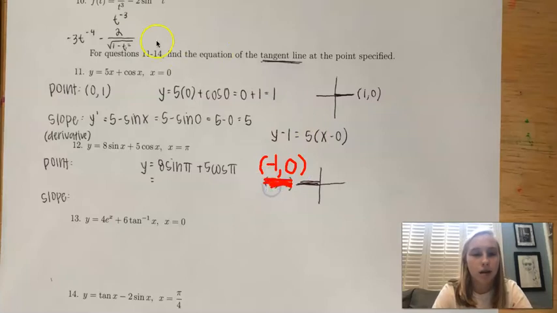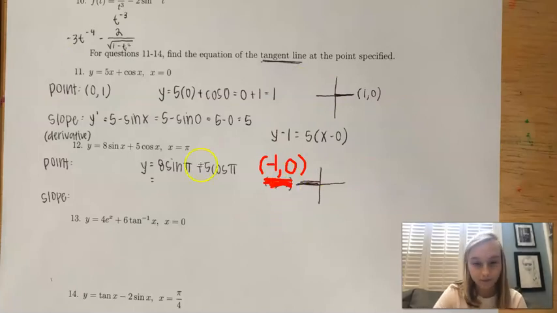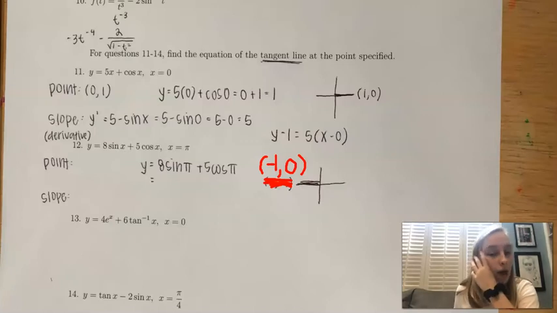Sorry. Okay. So when you plug in the correct point into the y equation you're given, you will get 8 times sine of pi. Pi is the y value, so you'll get 0. I don't know why I'm not writing this.